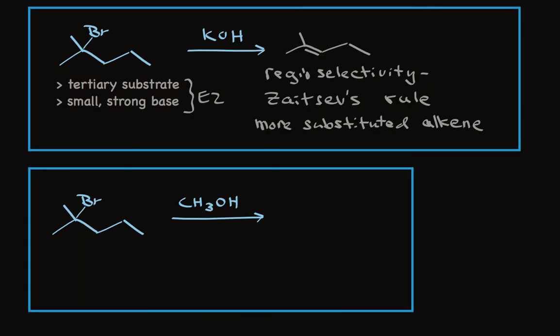When the same tertiary bromide is treated with methanol, we have a different outcome. It's a tertiary substrate. We have a weak base. We have a relatively weak nucleophile, so it must be an SN1 or E1 reaction. Because we don't have a good base, we'll expect a substitution rather than elimination.